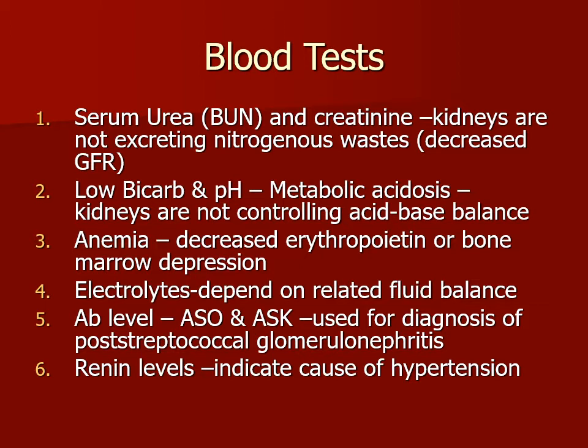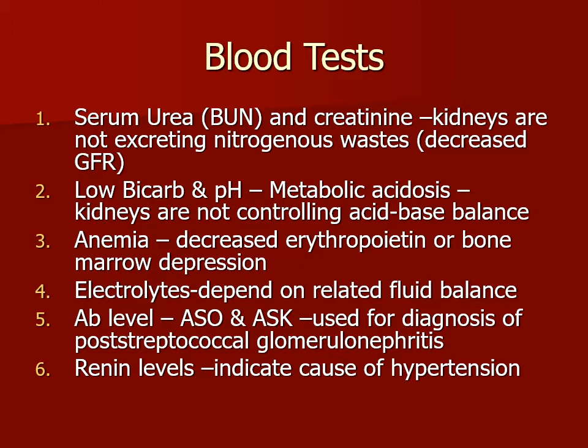The second one is metabolic acidosis, which relates to low serum pH and also equates to a low bicarb level. Bicarb is balanced and regulated by the kidneys, and bicarb is a base. So if you have low bicarb, if you're losing too much, that's going to cause your pH to be decreased. So kidneys are not controlling the acid-base balance.